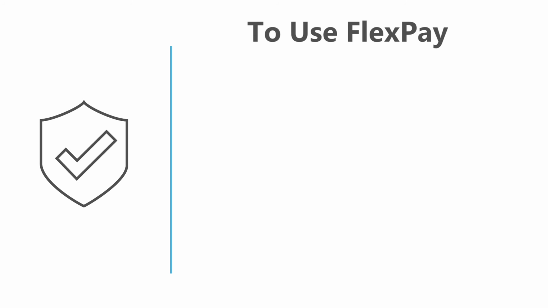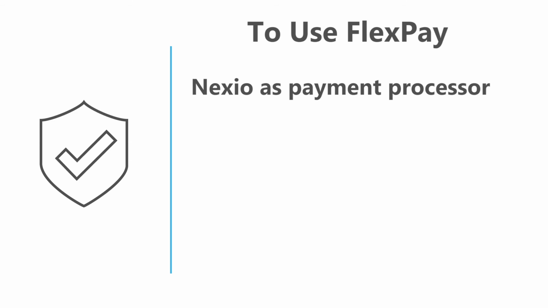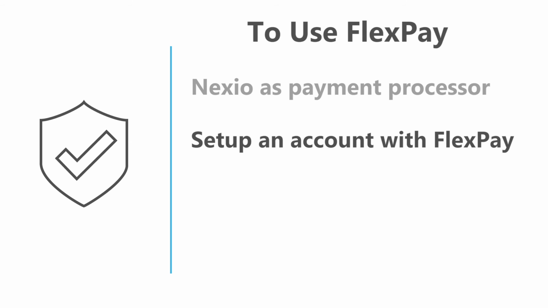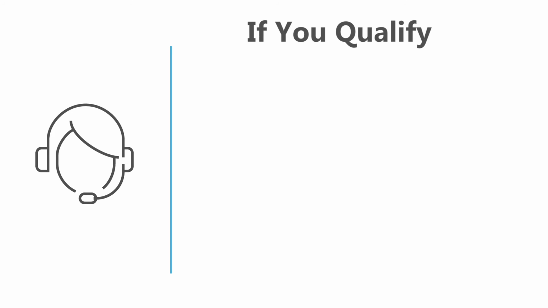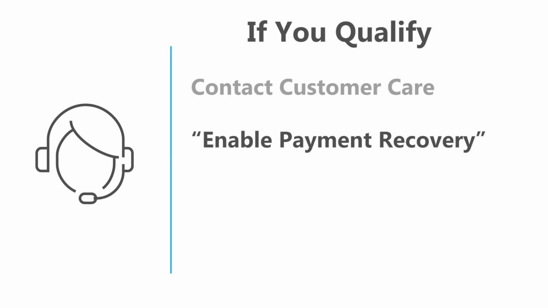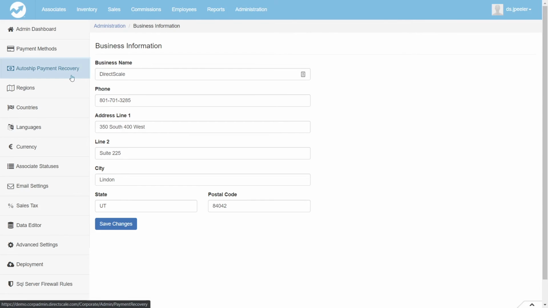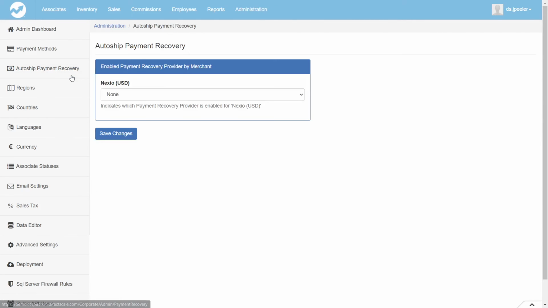This feature is not available to all by default. As a reminder, any who want to use FlexPay with DirectScale must be integrated with Nexio as a payment processor and must set up an account with FlexPay. If both of these statements are true, contact customer care and request to enable payment recovery. Once enabled, you'll see a new page under the Administration section named AutoShip Payment Recovery. We'll use this page in just a bit, but first let's configure some settings.